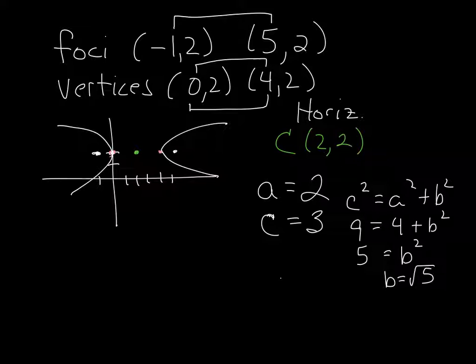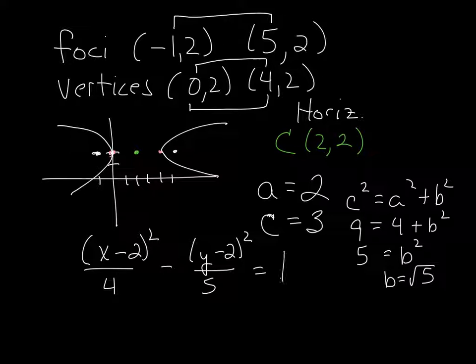Okay, so let's see if we can come up with an equation now. X minus 2 squared over 4, minus y minus 2 squared over 5 equals 1. Good. Now, if I wanted to graph the asymptote, we can always graph it. The equation for the asymptote would be y equals 2 plus or minus the square root of 5 over 2 times x minus 2.